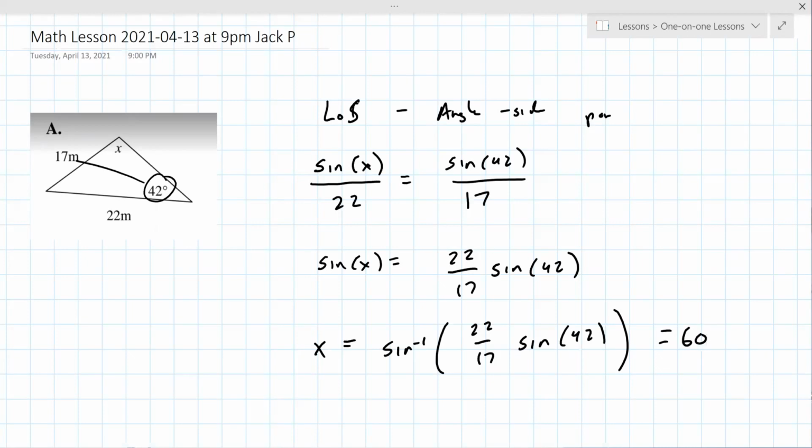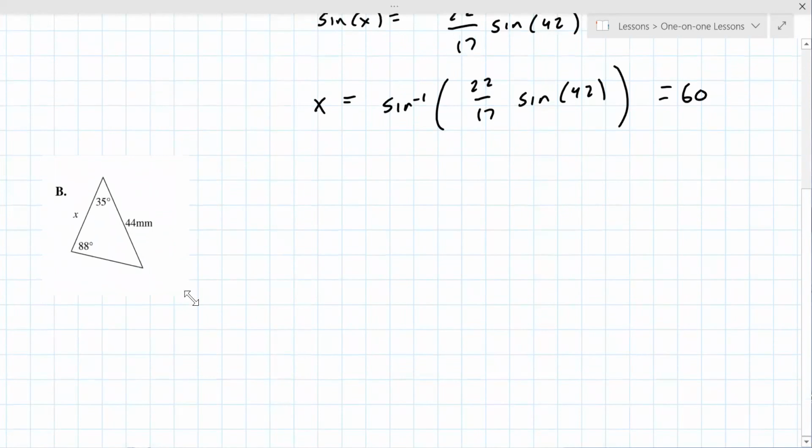So let's do B. I'll run through these as quickly as I can. This time, we're trying to find x, which is a side, so we need the angle across from it, but we're not given that angle because the angle is unknown, but we can find the angle. This angle here is 180 minus 35 minus 88. I grab a calculator here and pull that up. That's 57 degrees.